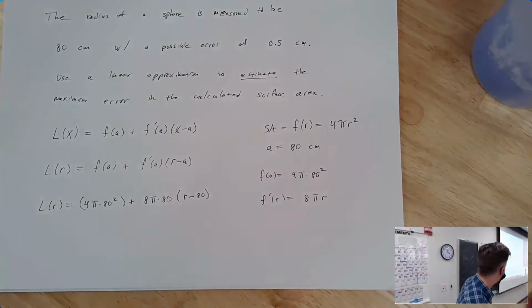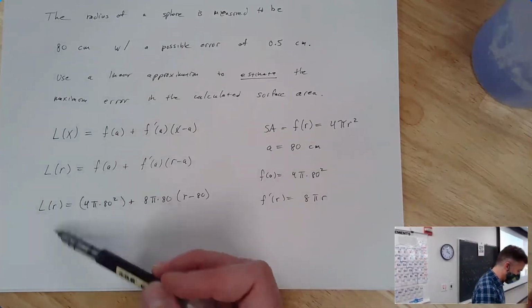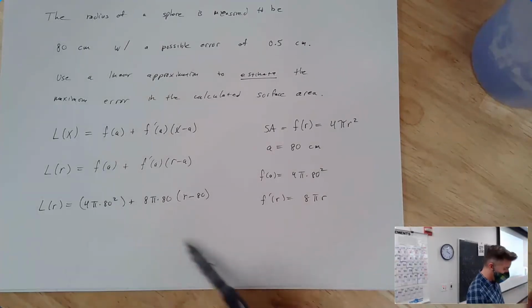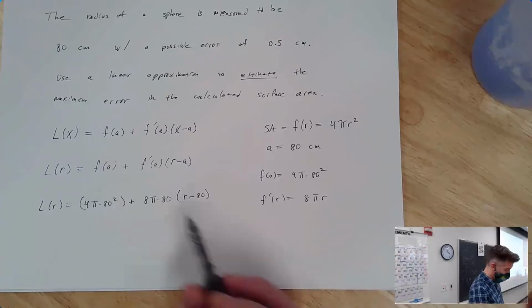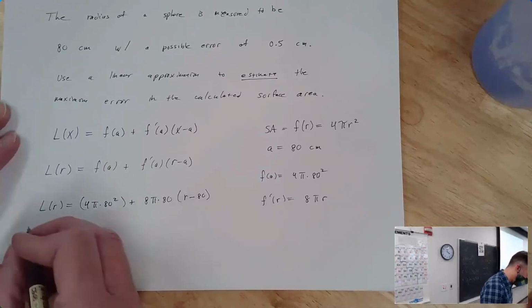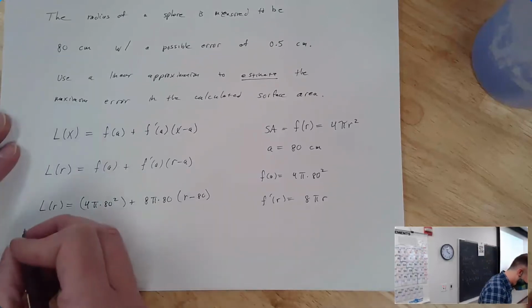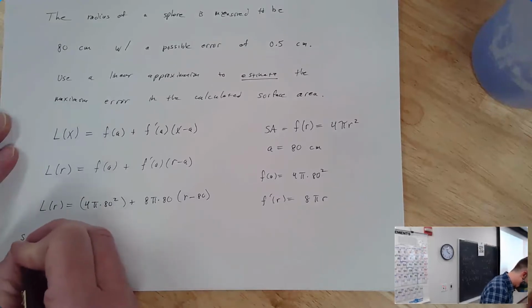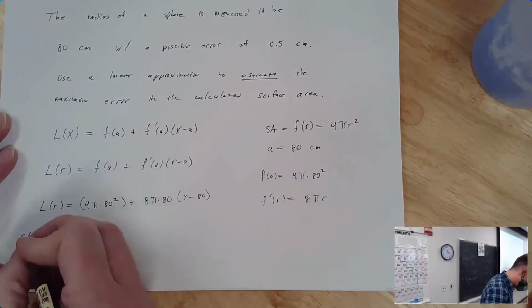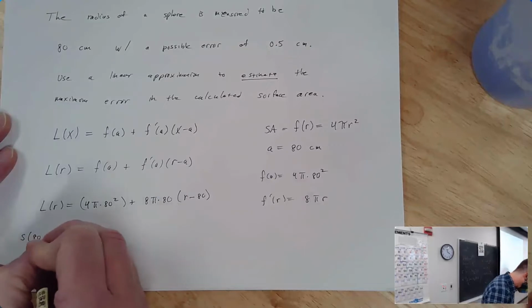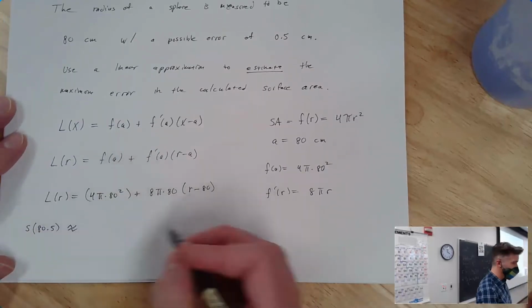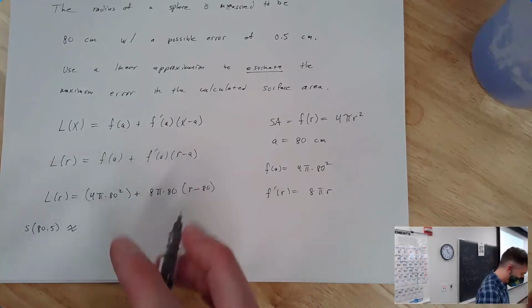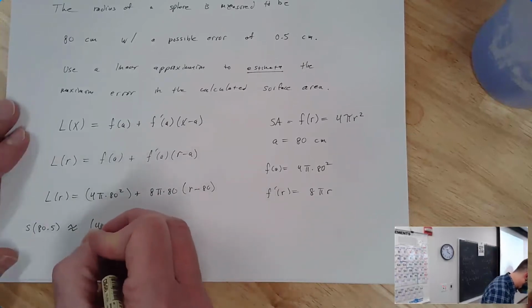All right. So if I were to plug in some other radius that was close to 80, I would get my actual surface area. So for example, I would get an approximation. The surface area at, say, 80.5 centimeters would be approximately what happens when I plug in 80.5. Why am I talking about this? Well, because here's what's going to happen.